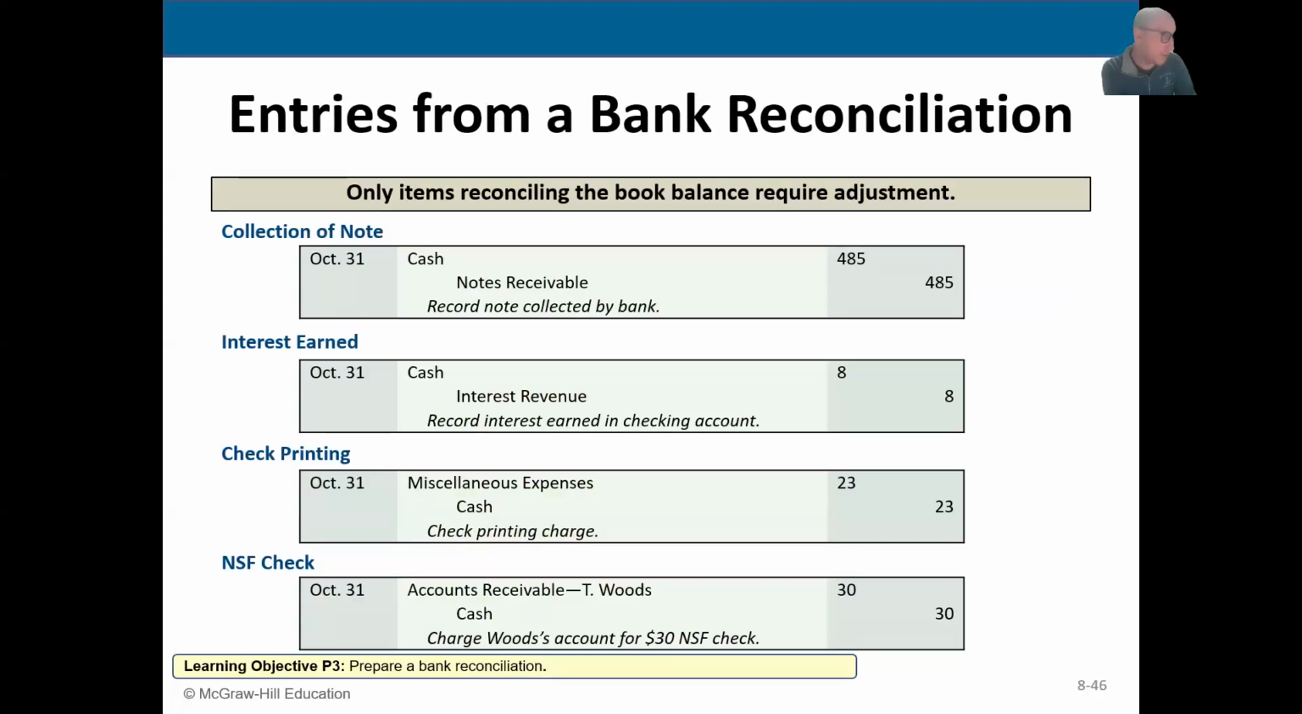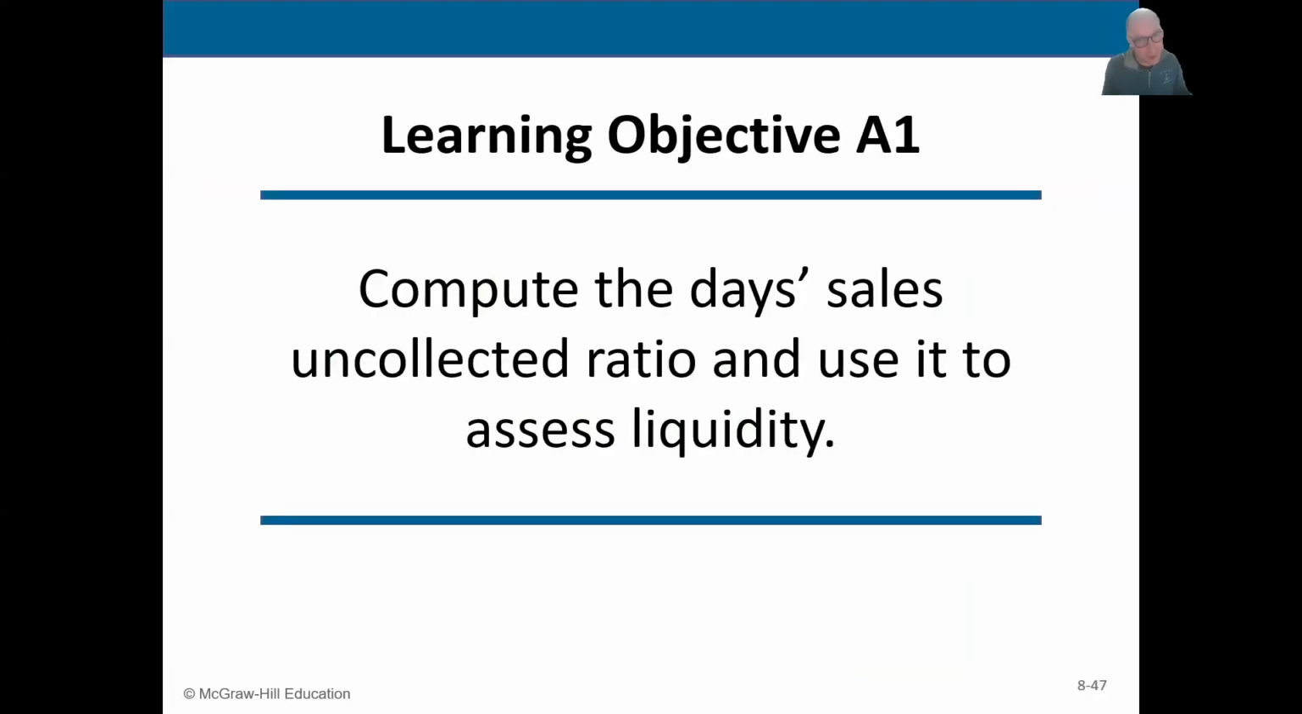Those type of adjusting entries look like this for bank reconciliation: debit cash, credit note receivable; debit cash, credit interest revenue for interest earned; debit, I would actually call this bank fees, and credit cash. Insufficient funds, I would debit the customer that the check bounced from, and credit cash. Because you better believe the customer is paying for that. Okay, so that's cash.